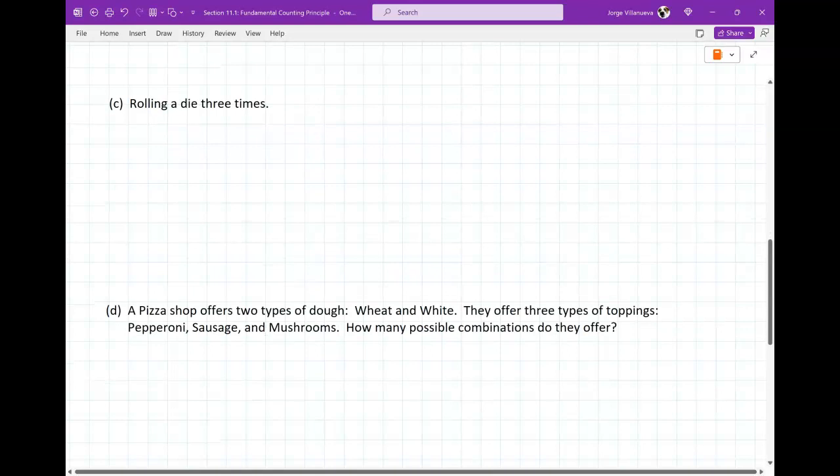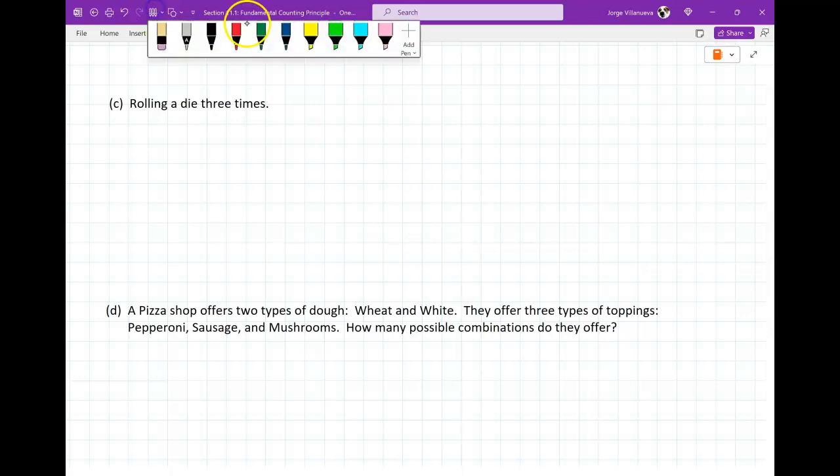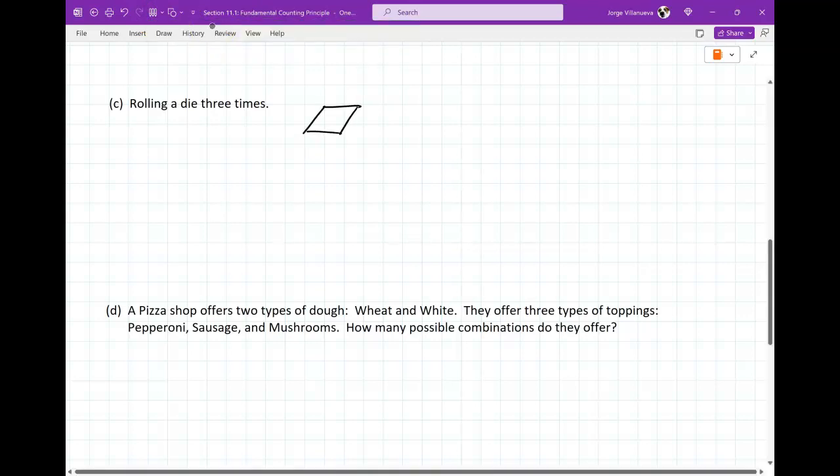Rolling a die 3 times. Okay? I'm rolling a die 3 times. If you don't know what a die is, it's dice, but it's just 1, right? So you're looking at this figure here, right?